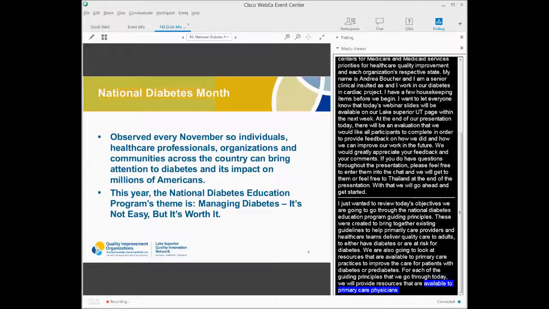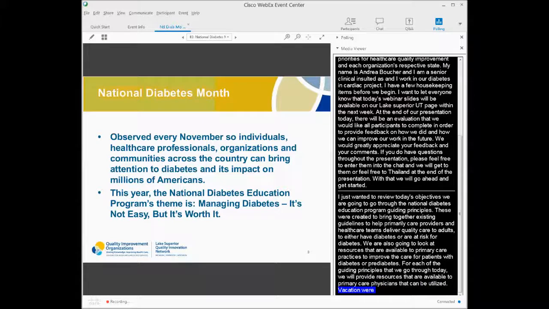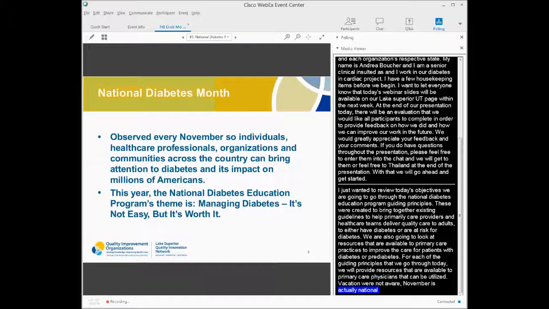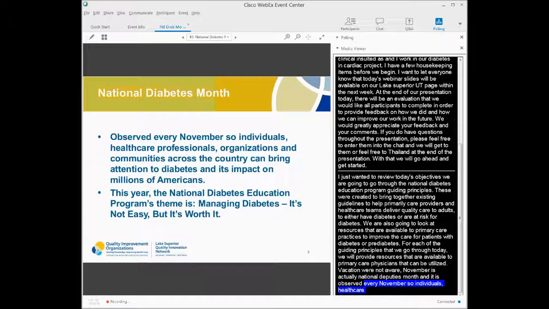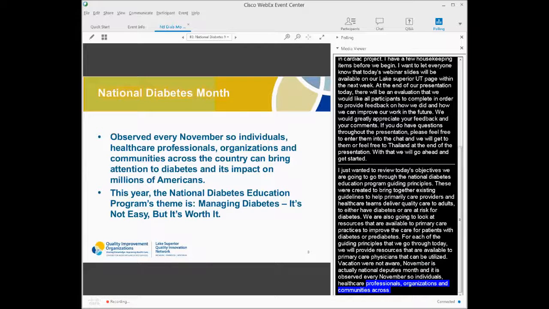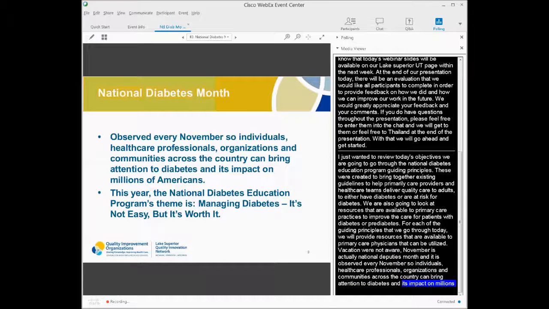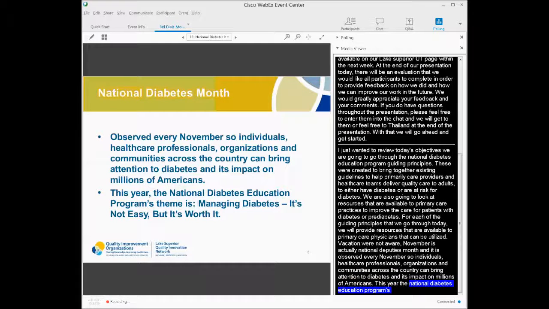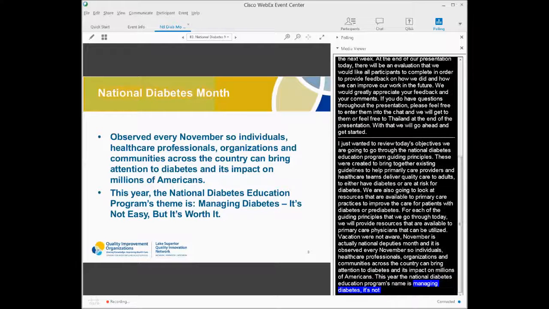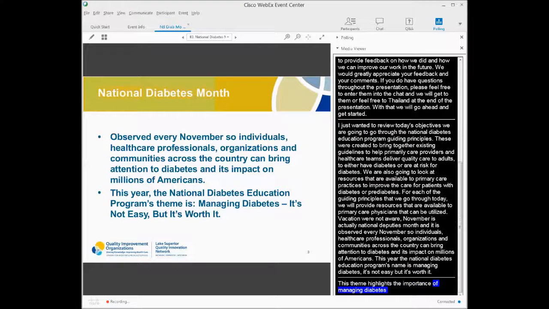In case you were not aware, November is actually National Diabetes Month. It is observed every November, so individuals, healthcare professionals, organizations, and communities across the country can really bring attention to diabetes and the impact it has on the millions of Americans it affects. This year, the National Diabetes Education Program theme for the month is Managing Diabetes. It's not easy, but it's worth it. This theme highlights the importance of managing diabetes to prevent diabetes-related health problems that can include heart attack, stroke, kidney disease, vision loss, and amputation.